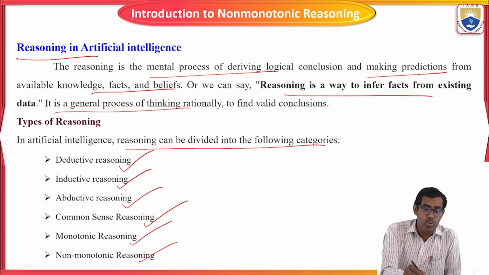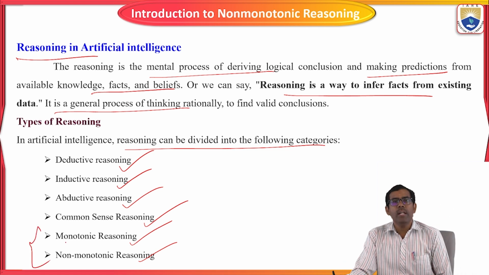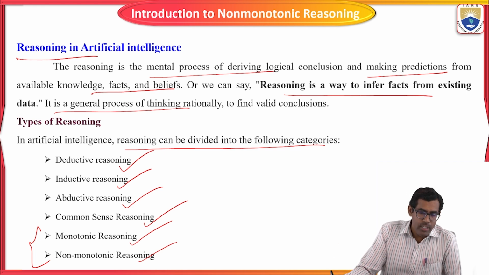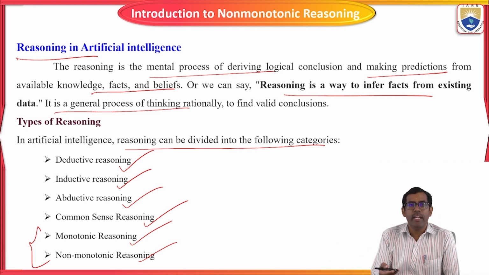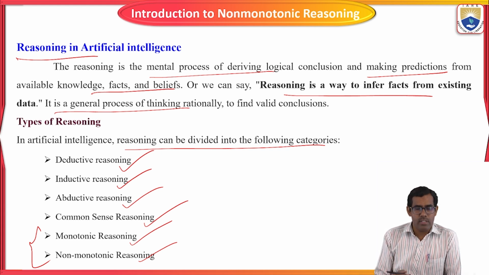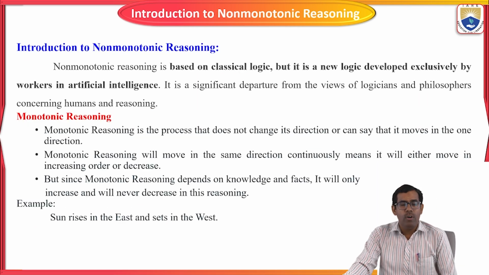We use these two types especially, in reasoning in artificial intelligence, to solve critical problems using the basic knowledge or gathered information. First we will see what monotonic reasoning is, and second we will go for non-monotonic reasoning. In artificial intelligence, the non-monotonic reasoning concept is used to solve a critical problem based on collected information, collected data or collected knowledge.